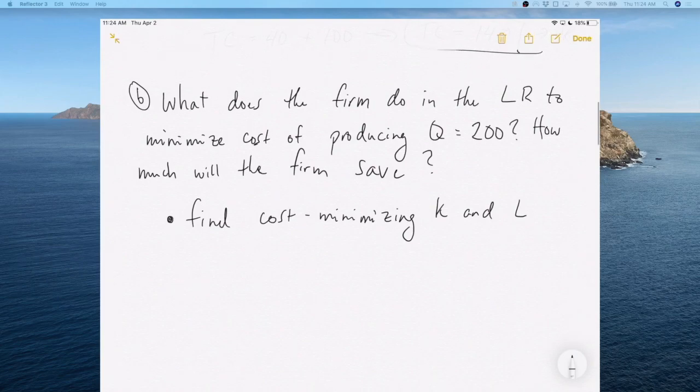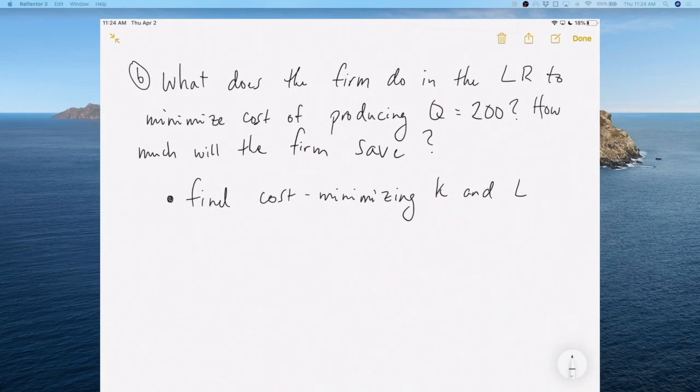Now, the next part of the question asks, what does the firm do in the long run to minimize costs while still producing Q equals 200 solar panels? It also asks, how much will a firm save? When it's asking how much will a firm save, it's talking about how much they save in the long run relative to the short run. Because they're able to change the amount of capital that they're using in the long run, you'd expect that they would better be able to mix and match the amount of capital and labor to find the cost minimizing combo of capital and labor. So that's what we're going to do here.